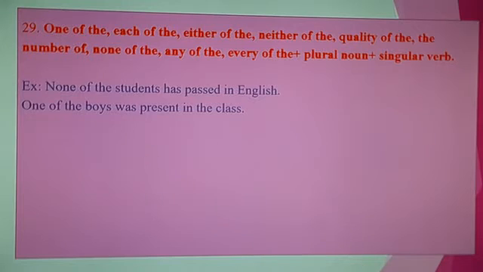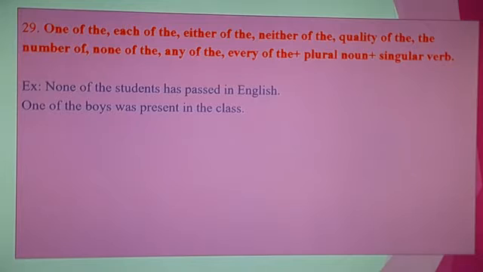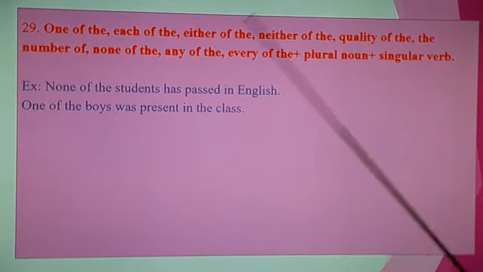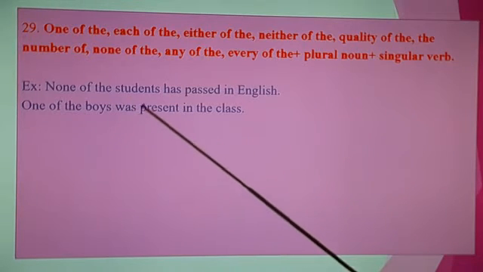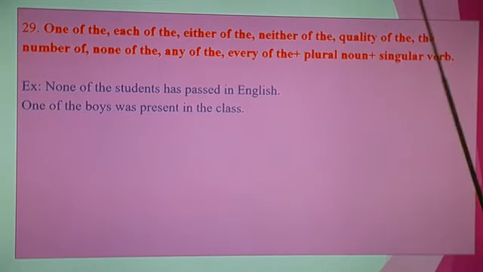The next one: one of the boys was present in the class. I mean, there are many boys, but one of the boys, so only one boy was present. That is why we take the auxiliary verb was, not were. So when we use this, be careful about that.